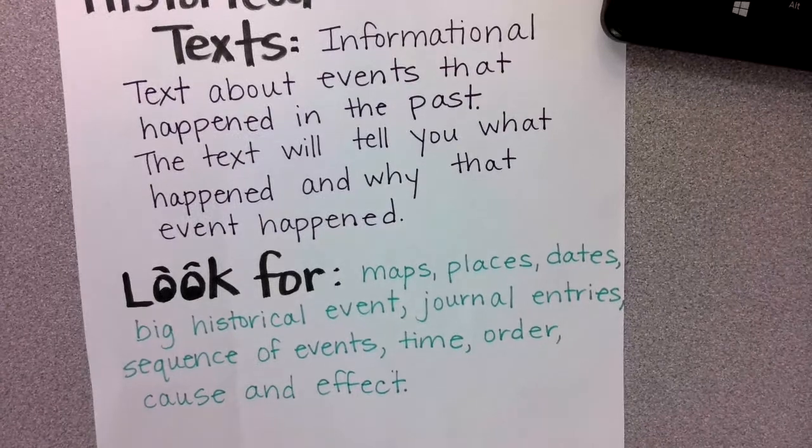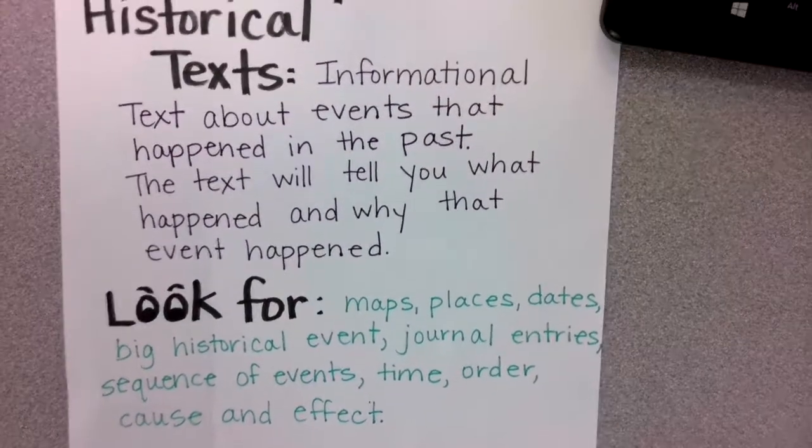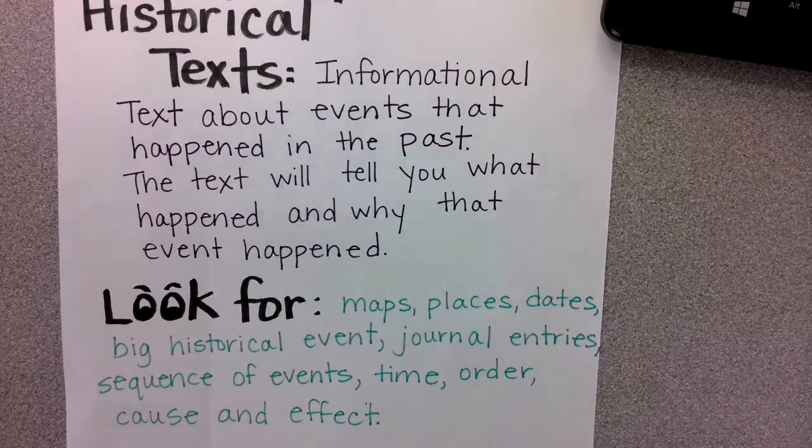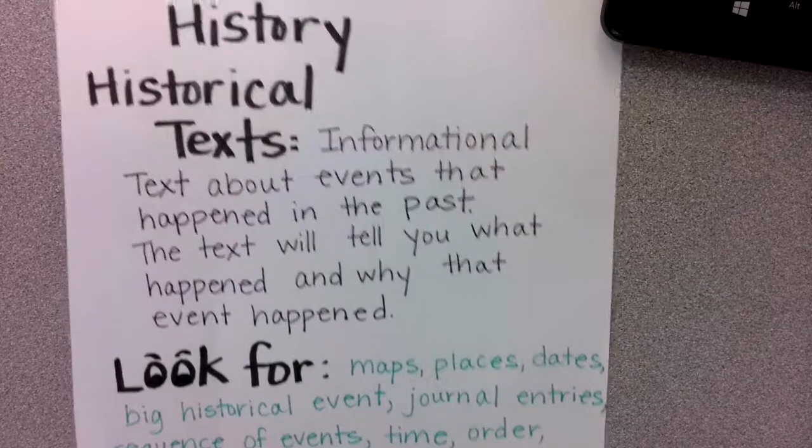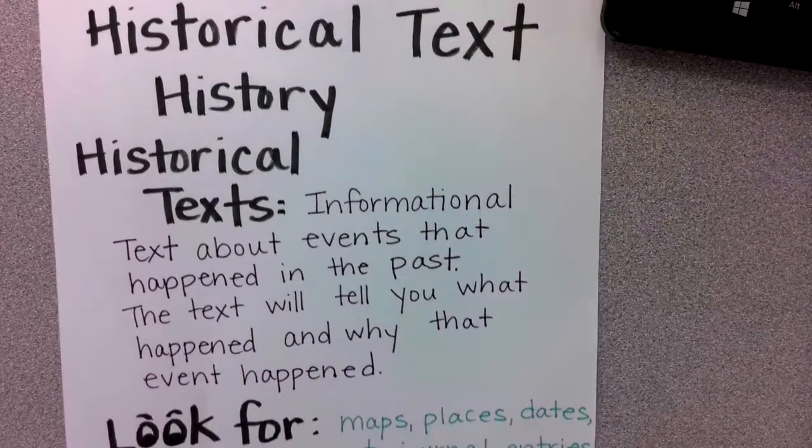So there's the definition of historical texts, and that's what you should look for when you're trying to decide if you are reading historical text. You can think to yourself, did this happen in the past? Does this have a sequence of events? Is it a historical event? Is it a cause and effect? Is it something that happened and then what happened because of that event? So those should be some things that you're thinking about when you think about historical text. Historical text is history.